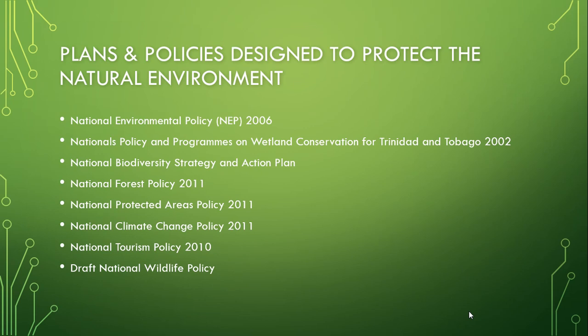Now, here we have a list of various policies that have been developed in order to facilitate the objectives of many of those laws and agreements that have been listed previously. For example, we have a national environmental policy. We have national policies and programs on wetland conservation in Trinidad and Tobago. We have a national biodiversity plan, national forest policy, national protected areas policies.